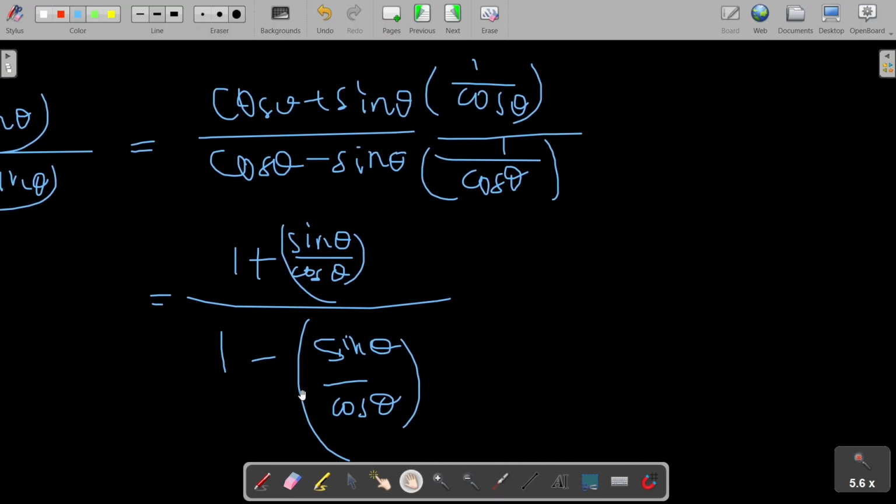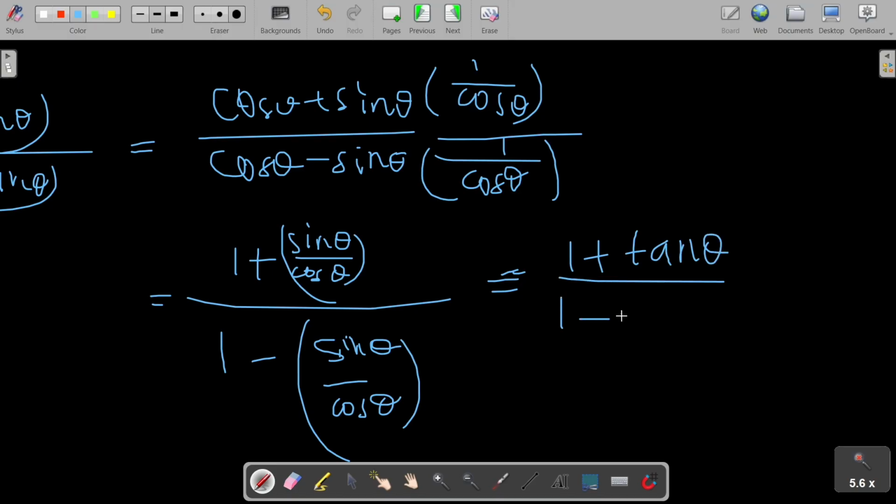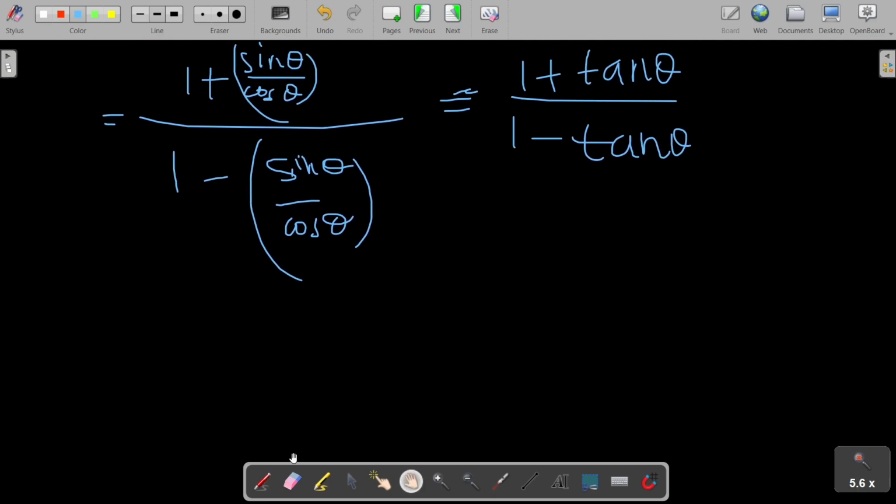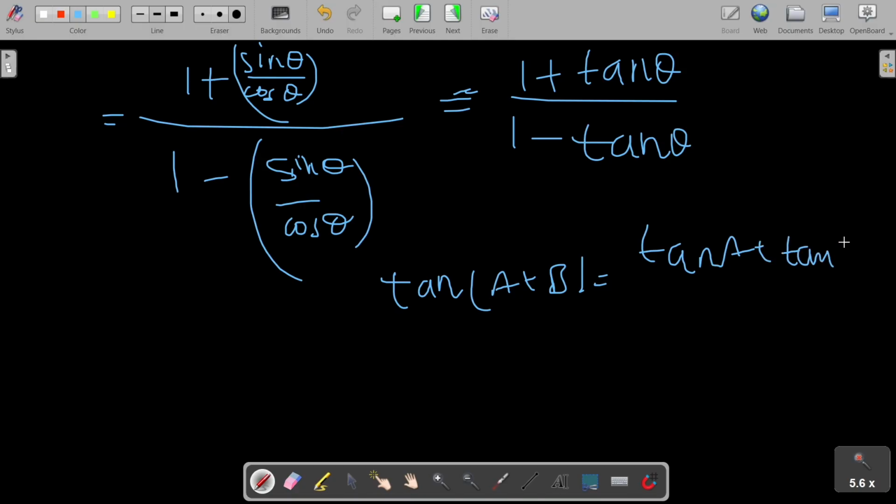1 plus sine over cosine is tangent of theta. So this becomes 1 plus tan theta over 1 minus tan theta. One more thing you need to know is the tan of A plus B formula. Tan of A plus B is tan A plus tan B over 1 minus the product of tan A and tan B.